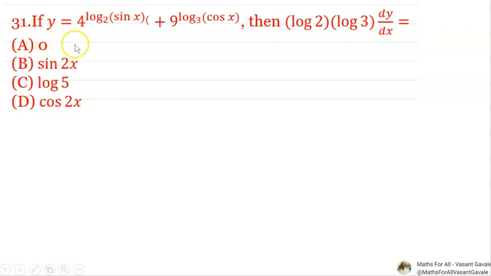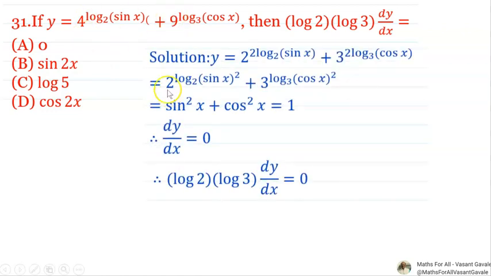If y is equal to 4 raised to log of sin x to the base 2 plus 9 raised to log of cos x to the base 3, then log of 2 into log of 3 into dy by dx is equal to. Okay. आता इथे काय तर 4 means what 2 raised to 2, 9 means what 3 raised to 2. Okay, and overall you will get here like this, that is y is equal to 4 means what 2 raised to 2 log of sin x to the base 2 plus 3 raised to 2 log of cos x to the base 3.